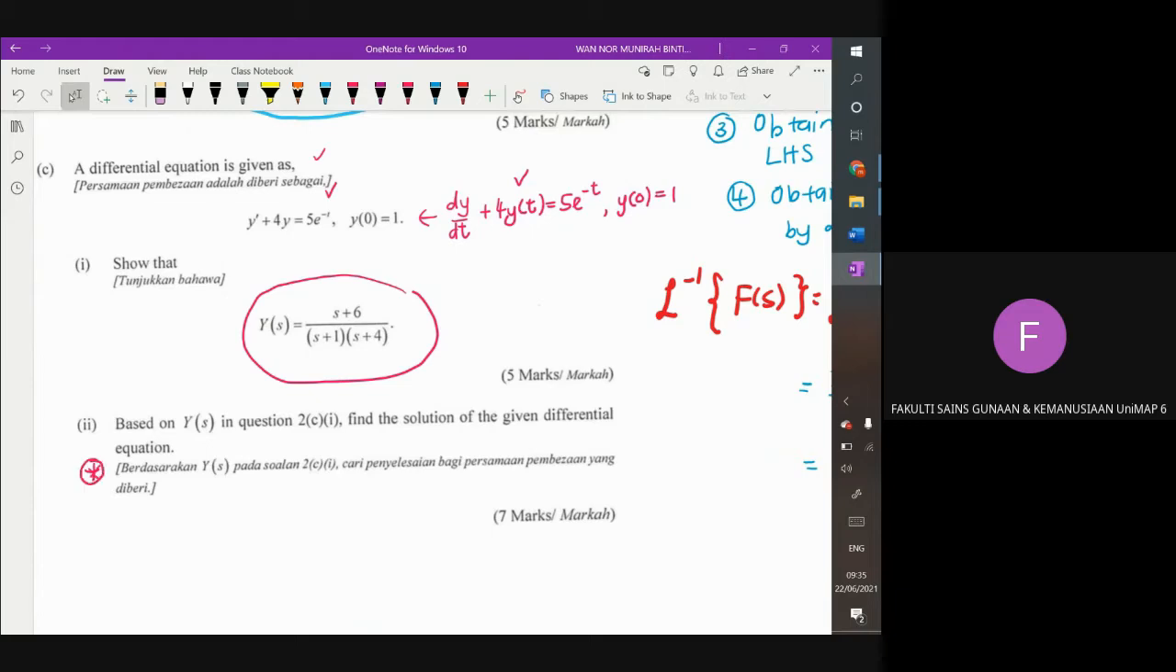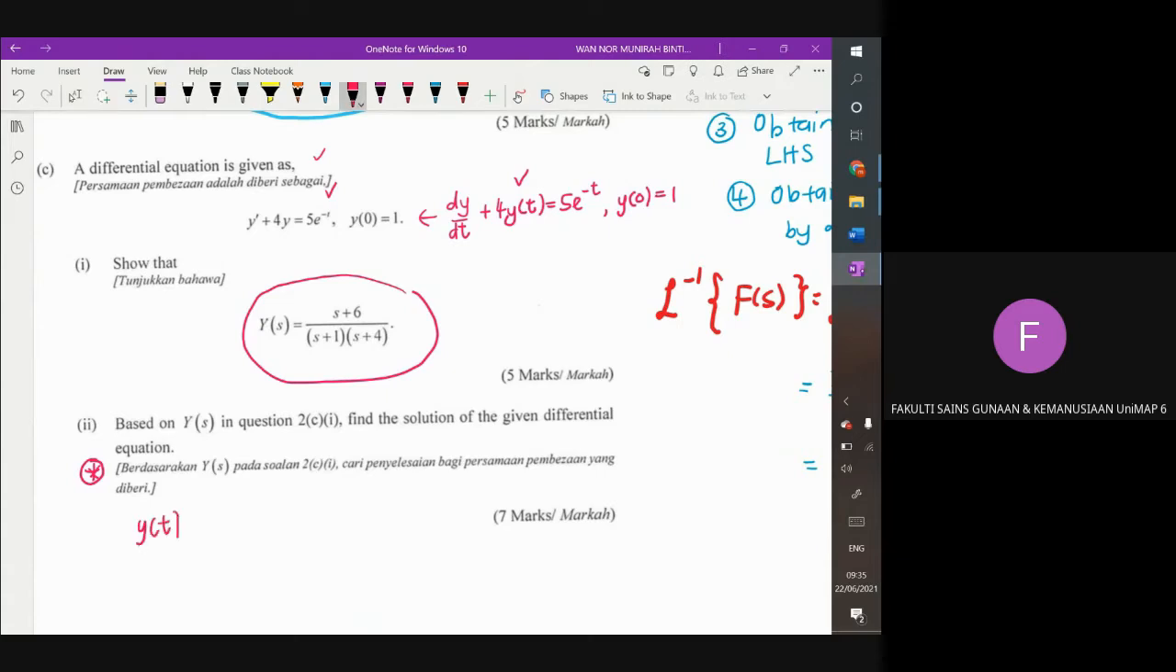According to the discussion that we have done during our synchronous class, we know that we try to find the solution of y.